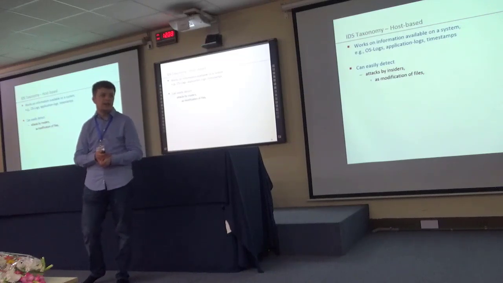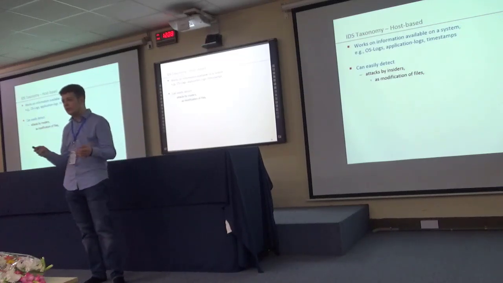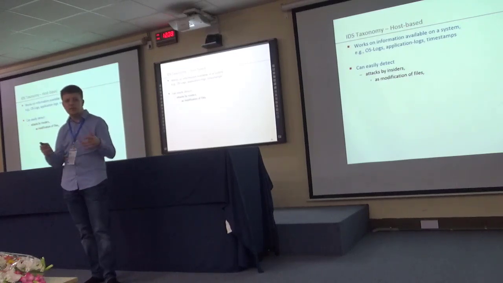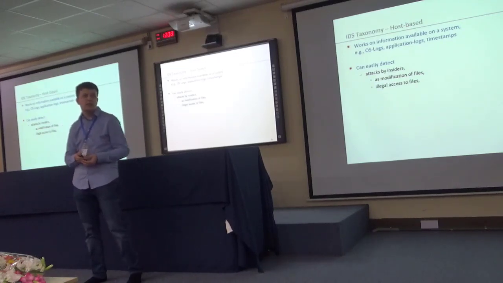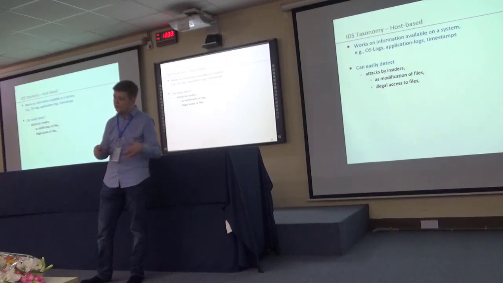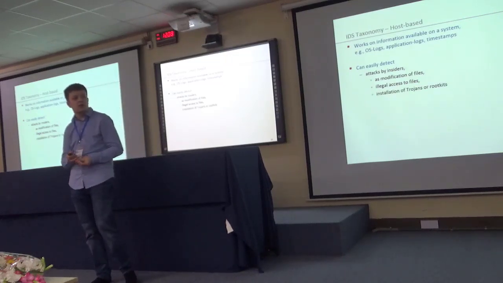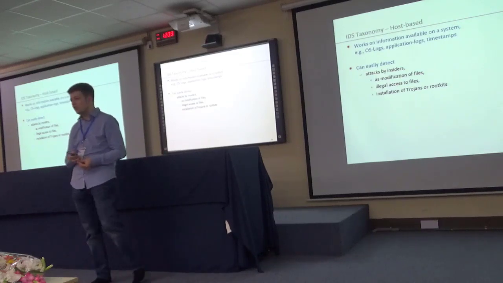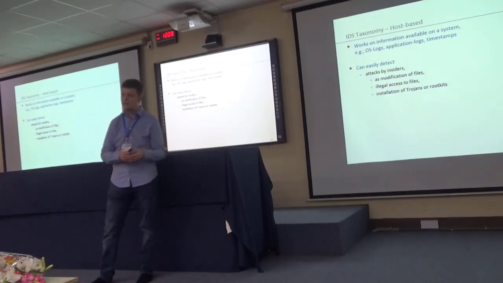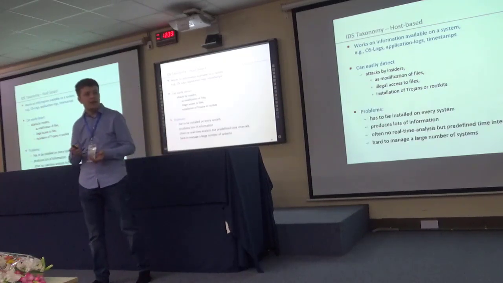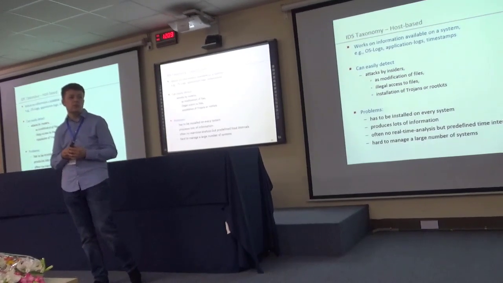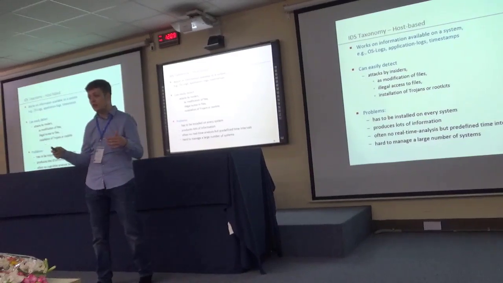You can easily detect insider attackers, because if a user that is legitimate modifies a file that is maybe part of an attack, then you can see that. You can see illegal access to files, if a user tries to access something that he is not allowed to. You can also see something like Trojans or rootkits that are installed, because you see what files are executed. You can then do maybe some signature checks on that. But of course it also has problems, because you have to have that installed on every system.